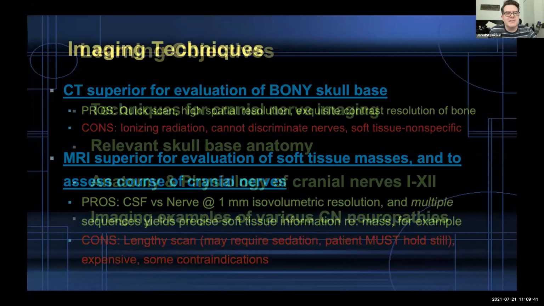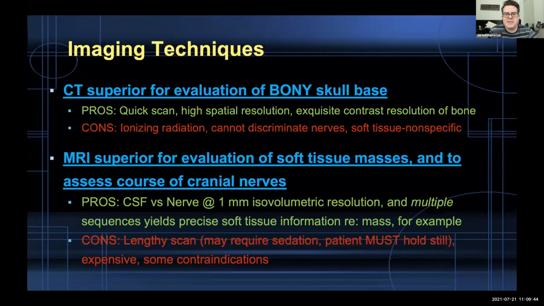Okay, next. All right, so CT is superior for bony evaluation. Just kind of remember that. It's quick, you get good spatial resolution and actually exquisite contrast resolution of the bones. But it is ionizing radiation. We're ever more aware of radiation risks of scanning, so we use it judiciously, especially in kids. But we can't really discriminate the nerves on CT, so that's what MRI is really used for. And the techniques have gotten better and better through the years to see all the cranial nerves, which we're going to review. Next.